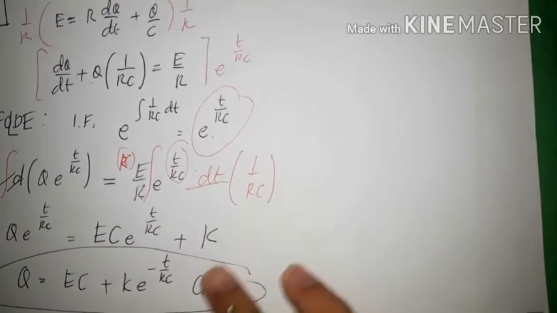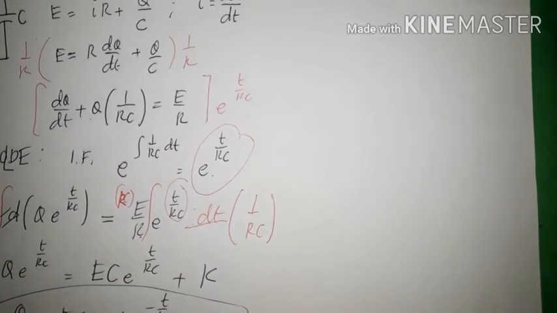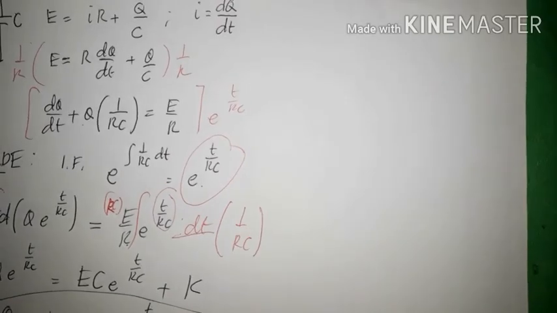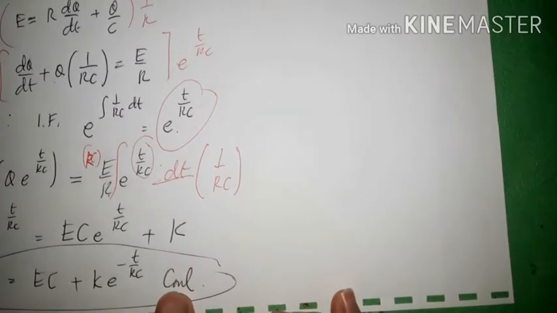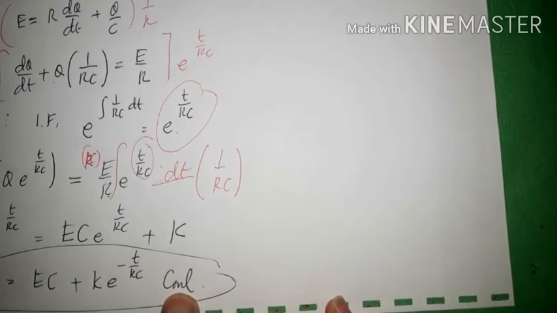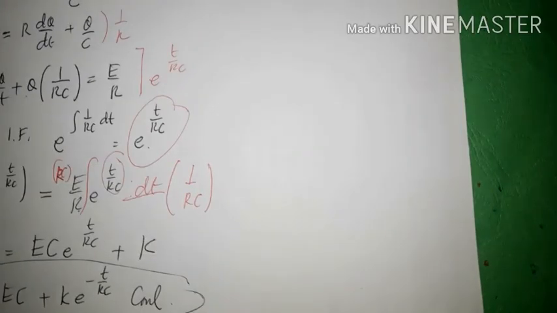So hindi ko nilagay as C yung coulomb kasi baka ma-confuse ulit tayo with C na capacitor. So instead of writing C for coulomb, I wrote COUL, short for coulomb.